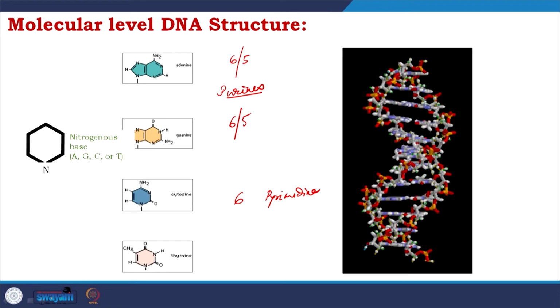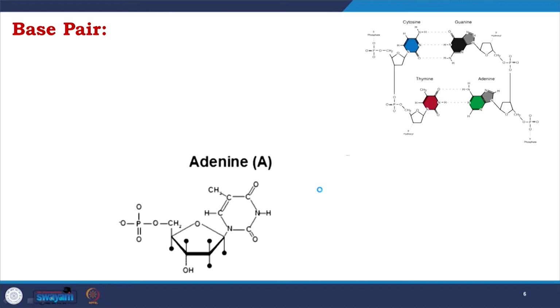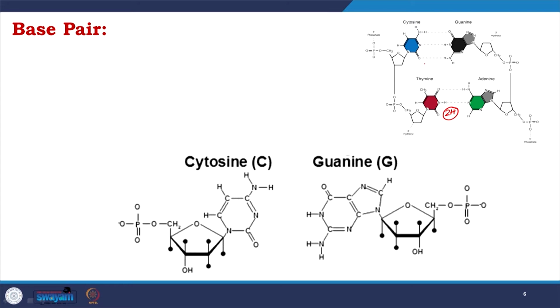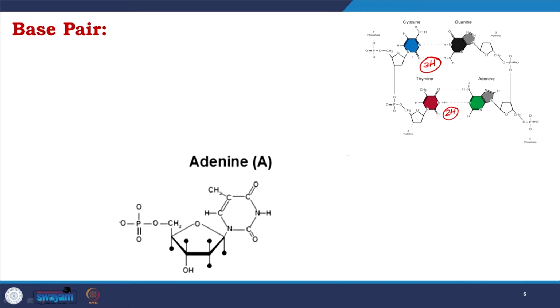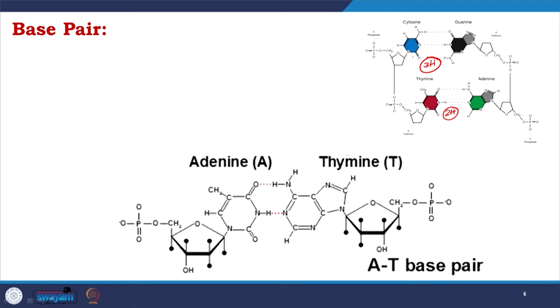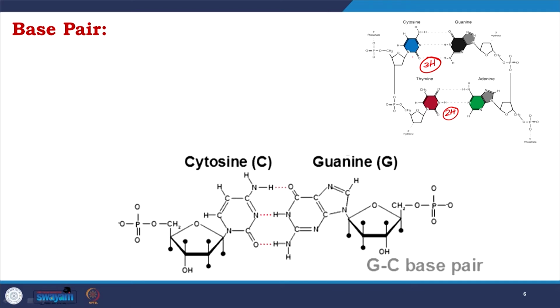And there is a rule for how they form the base pairs. You could see adenine forms hydrogen bonds with thymine, where 2 hydrogen bonds are formed, and cytosine with guanine there are 3 hydrogen bonds. You could also see in the animation how adenine forms 2 hydrogen bonds with thymine, and how cytosine forms 3 hydrogen bonds with guanine.